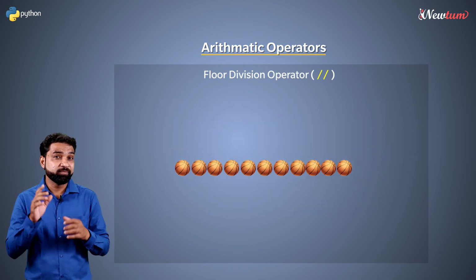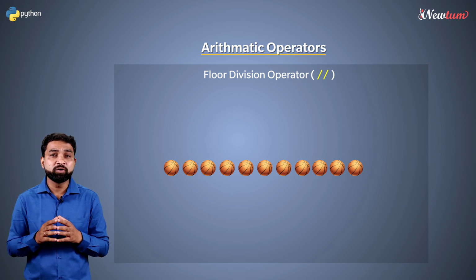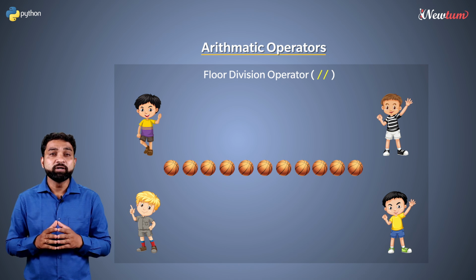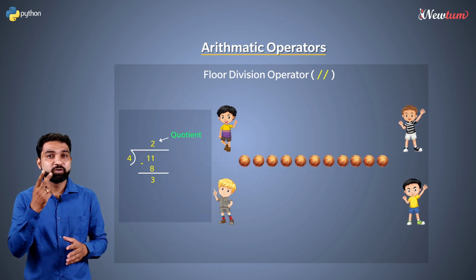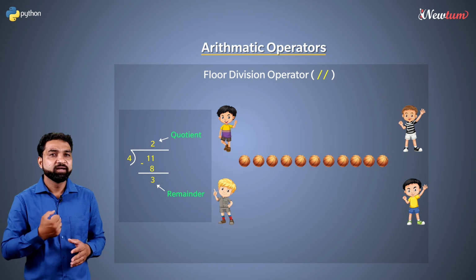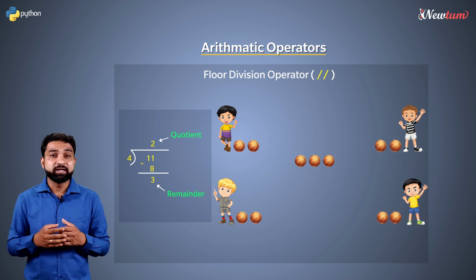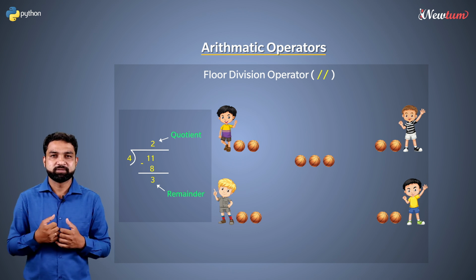Suppose we have 11 balls and want to distribute among 4 friends. To distribute equally, we will do the division. We will get 2 as quotient and 3 as remainder. So, each friend will get 2 balls and 3 balls will remain with us.